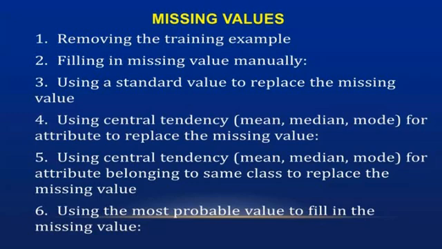Now let us talk about missing values. It is removing the training example. It includes filling in the missing value manually, using a standard value to replace the missing value, using central tendency mean, median, mode for the attribute to replace the missing value, using central tendency mean, median, mode for the attribute belonging to the same class to replace the missing value, and using the most probable value to fill in the missing value.